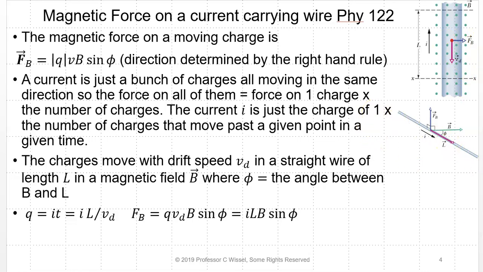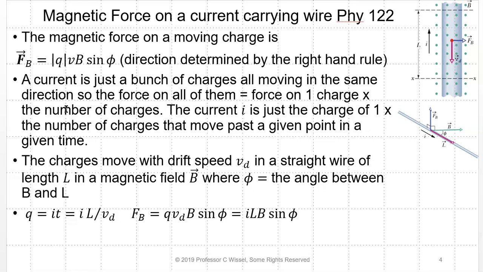If you look at it from this angle here, we have the current going down the wire like here. Okay, here's the current, here's the length of the wire. And the magnetic field is in this direction. The angle between the magnetic field and L is phi, and FB is up here. It ends up being FB equals qvB sine phi. The direction, of course, is determined by the right-hand rule. A current is just a bunch of charges all moving in the same direction.